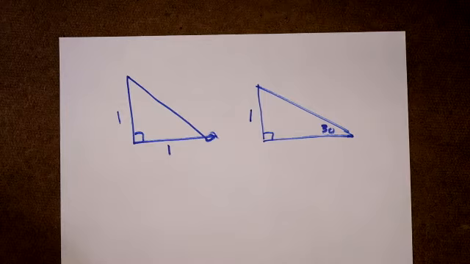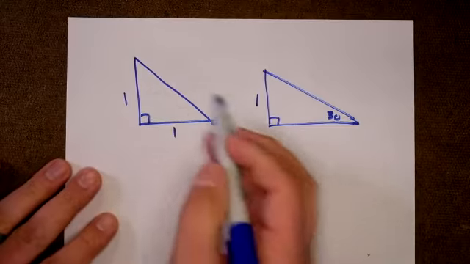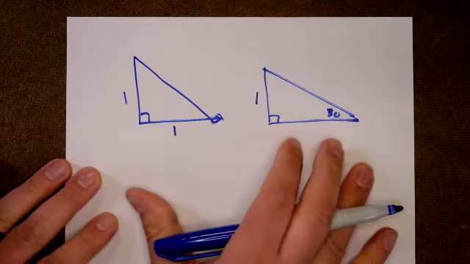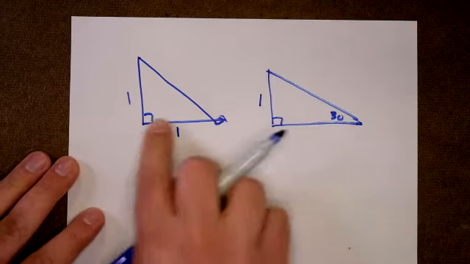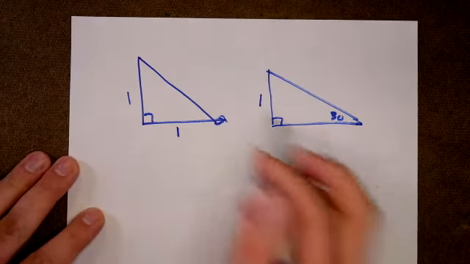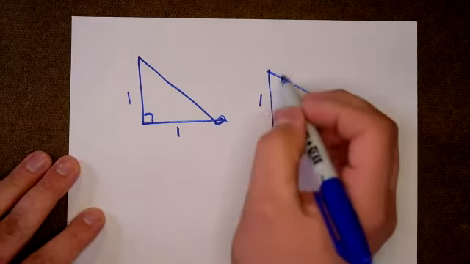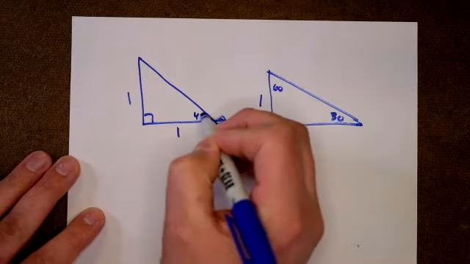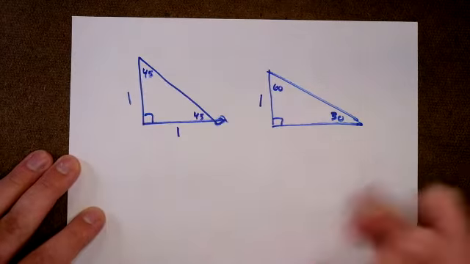So what I was saying is, for a geometry student that's learning special right triangles, I think this is the best way to remember them. You got a 45, 45, 90 here. You got a 30, 60, 90.